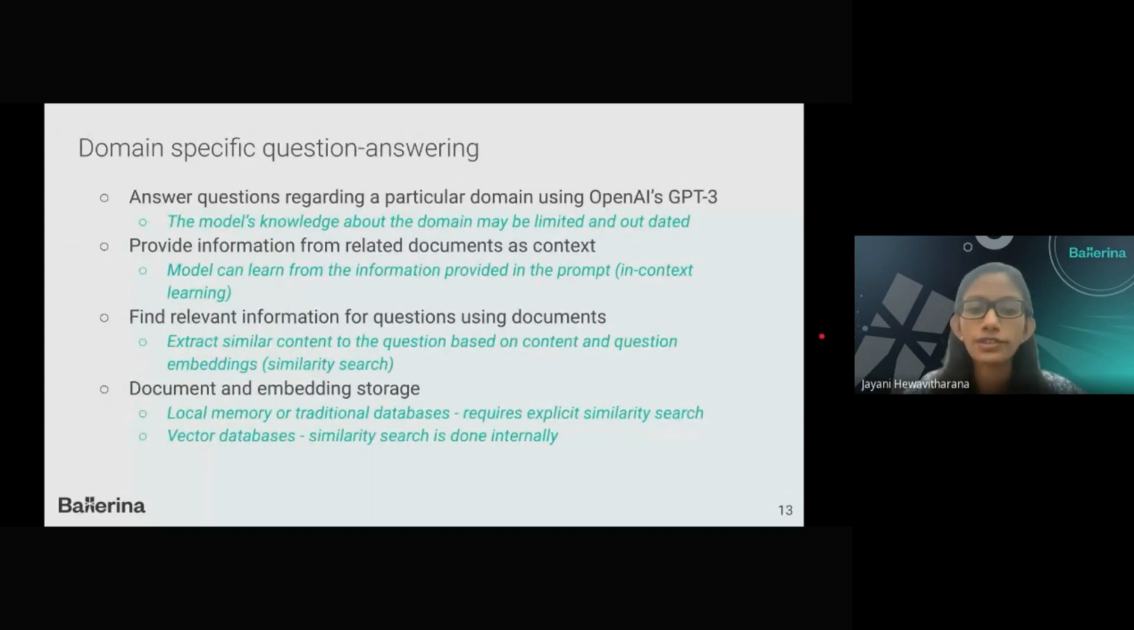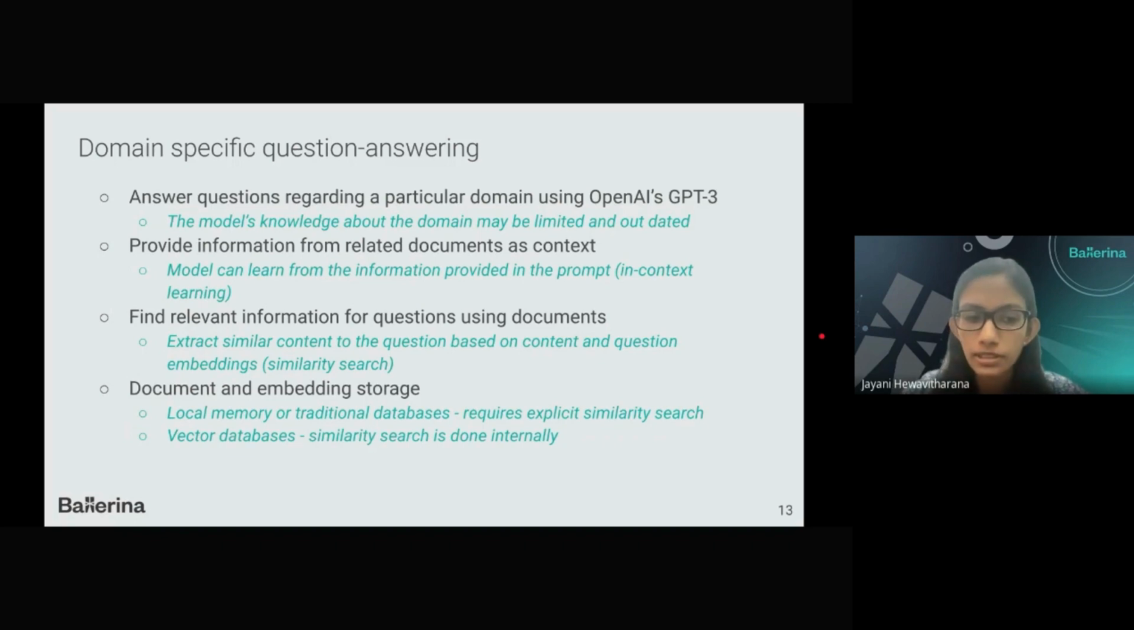And finally, we also need storage for the documents and also the embeddings. So for this, we can use local memory or traditional databases. With this, we can load all the embeddings for the content that we have and explicitly do a similarity search to find the most similar documents. For this, the math.vector module that we have introduced for Ballerina will be useful.